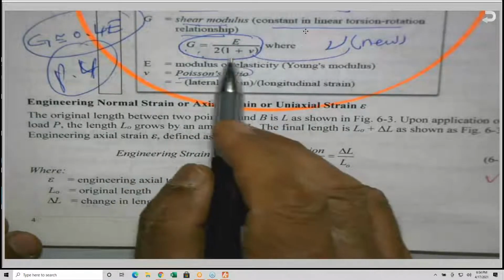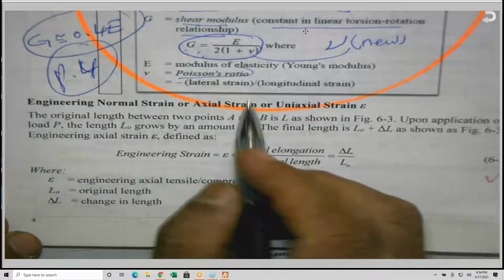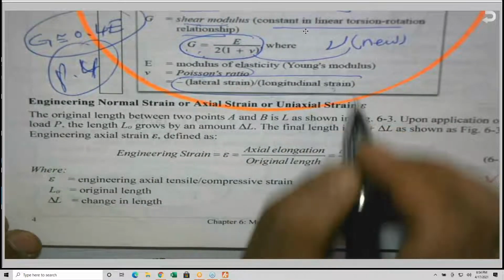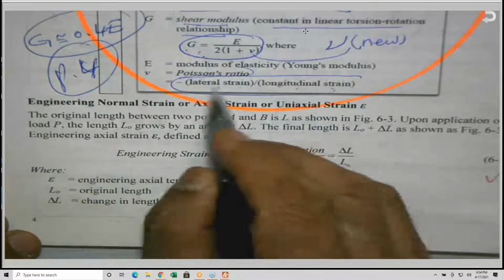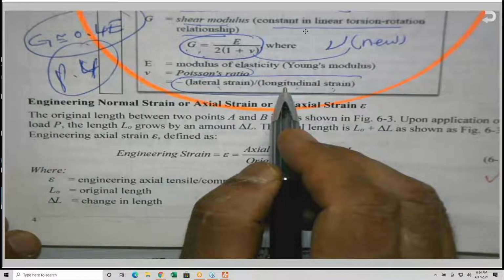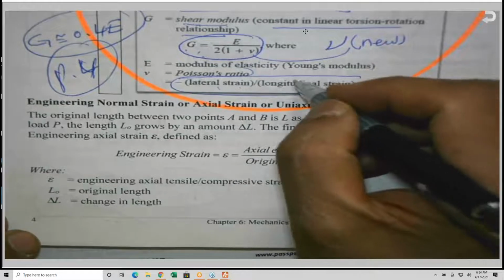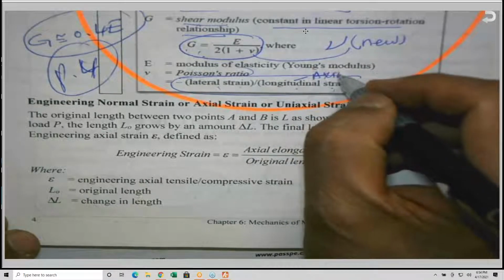So the G is equal to E divided by 2 times (1 plus nu), where nu is called Poisson's ratio. Poisson's ratio, by the way, is given by this definition, which is lateral strain over axial strain, lateral strain over longitudinal or axial strain.